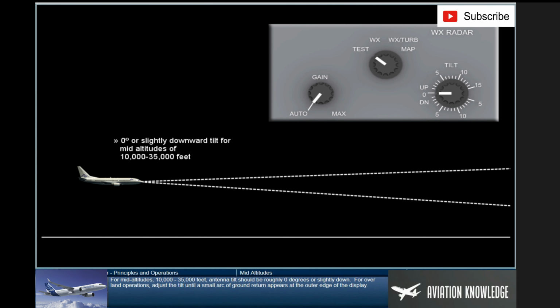For mid-altitudes, 10,000 to 35,000 feet, antenna tilt should be roughly 0 degrees or slightly down. For overland operations, adjust the tilt until a small arc of ground return appears at the outer edge of the display.